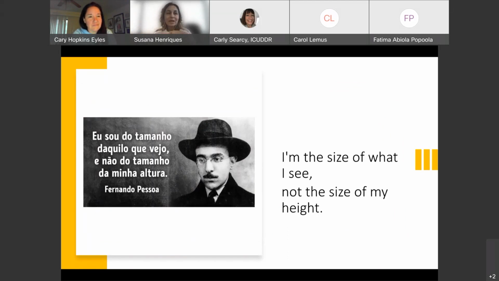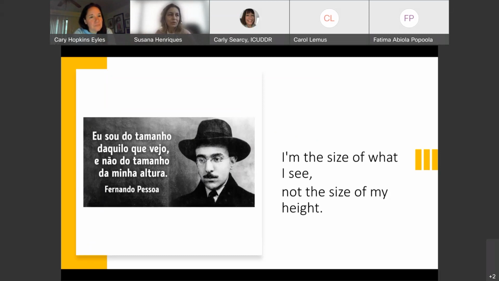He defined himself as plural, as he created his own characters for the various poets who lived within him, such as Alberto Caeiro, Álvaro de Campos. Well, that is not the main focus here. That is not important. It's just a curiosity. The important thing here is that he said at some point, I'm the size of what I see, not the size of my height. And this is a summary, a résumé of this exercise.